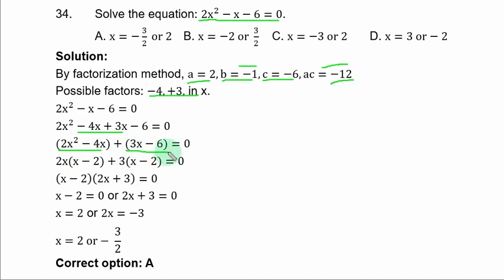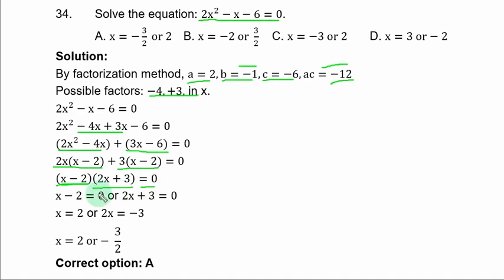From the first group, 2s is common. If you factor it out, you are left with s minus 2 plus, from the second group, 3 is common. If you factor it out, you are left with s minus 2 in bracket equal to 0. s minus 2 is common. If you factor it out from the first group, 2s is remaining and plus 3 is left in the second group, which forms the other bracket, and you equate it to 0.